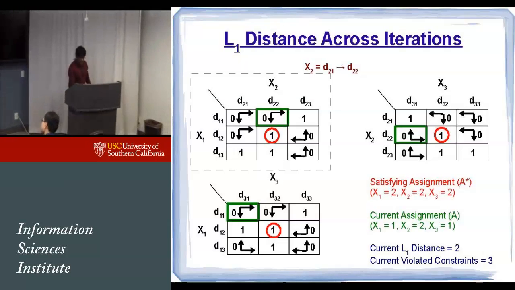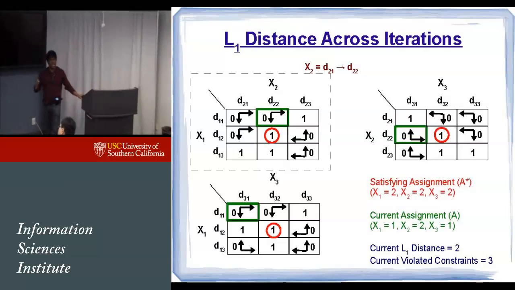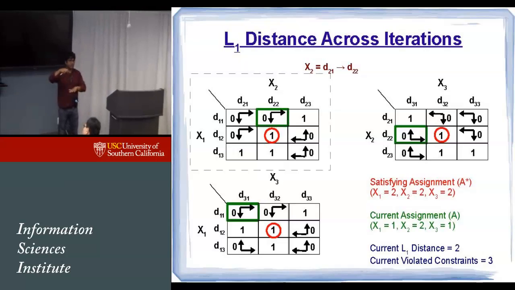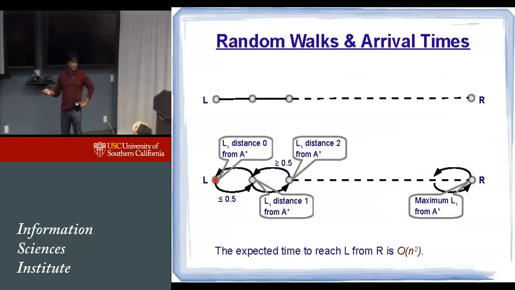So that's really the reason why our algorithm works. Every time I have a violated constraint, the projection of the true assignment is a 1 and the projection of the current assignment is a 0. But every violated constraint gives me a chance to get closer to the true assignment with a probability of at least 0.5. Okay? And let's quickly review some of the standard results in random walks.